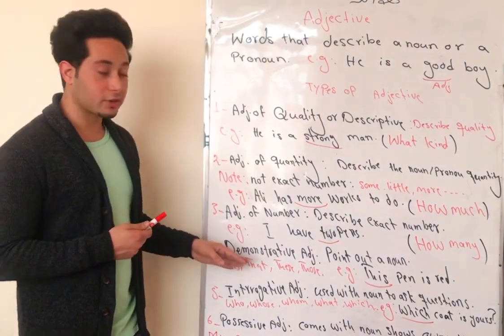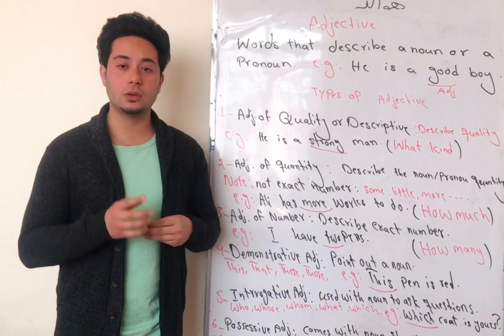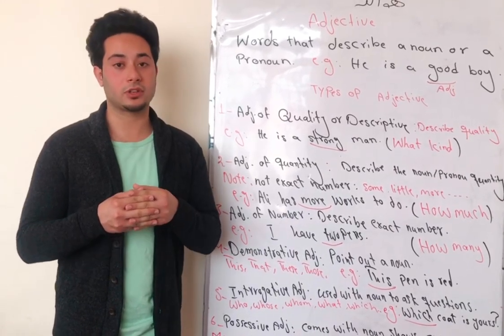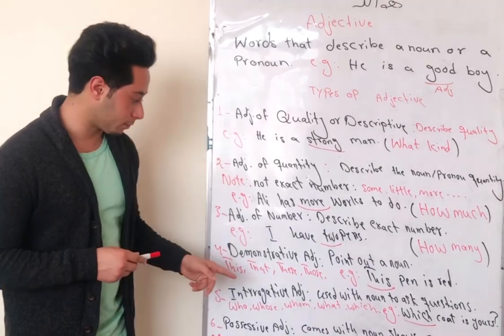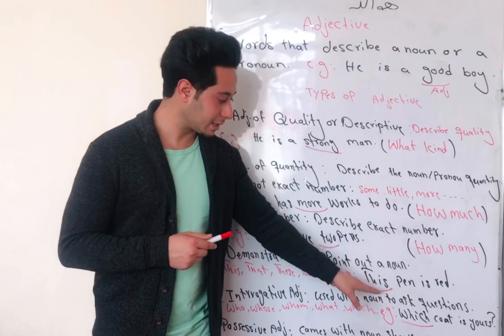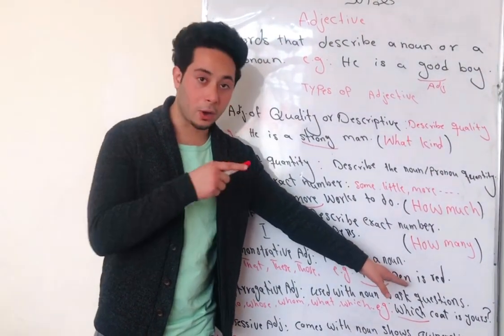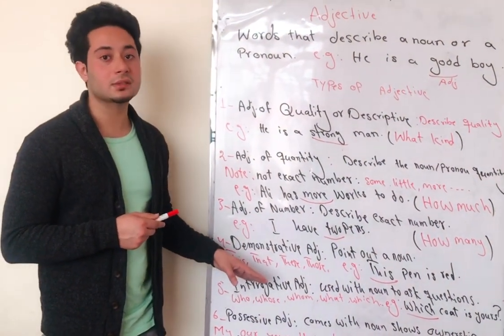The fourth type of adjective is called demonstrative adjective, which is used to point out persons, places, or things. Or simply we can say demonstrative adjectives are those adjectives that are used to point out a noun or noun phrases. For example, this pen is red. In this sentence, this is an adjective which comes before the noun and also points out the noun. There are 4 demonstrative adjectives in English, which are this, that, these, and those.